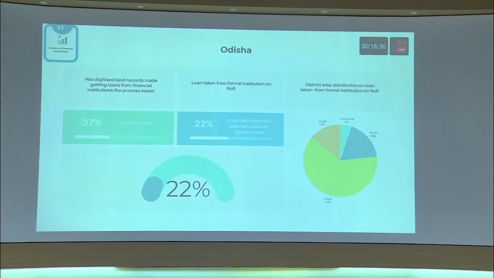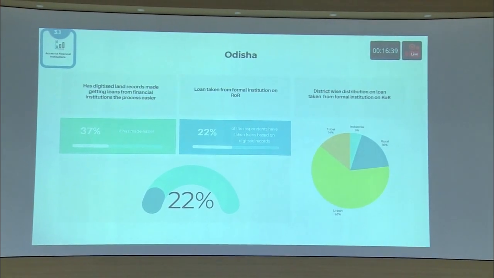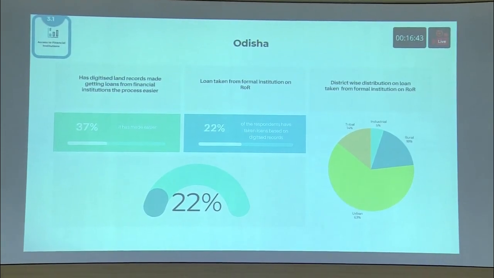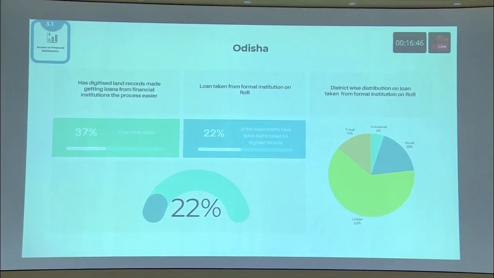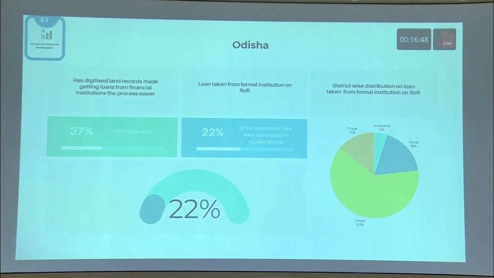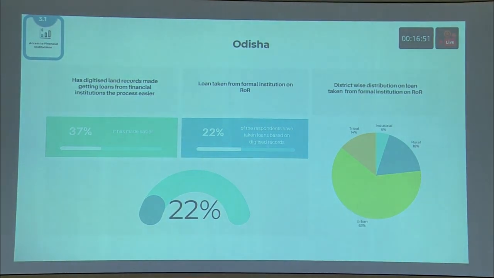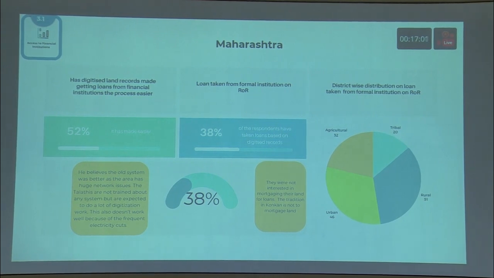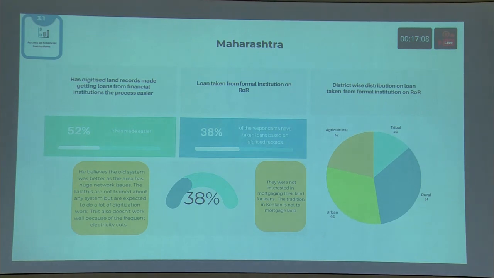And further going to the district wise distribution within the state of Odisha, we have seen that the urban is highest, of course, because when we are talking about awareness and access, there is more awareness and access in the urban districts, because of the dissemination of information given to the districts which are more urban. Talking about Maharashtra, it's 52%, which has the entire process of digitization made it easier, and 38% have taken the loans.